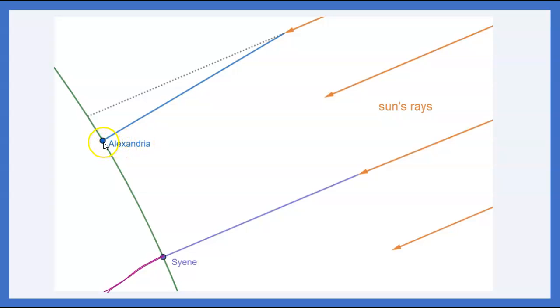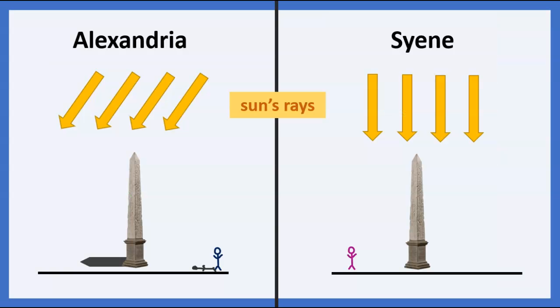In Alexandria, however, the angle is slightly different. This is, again, the angle going to the center of the Earth. And these rays now intersect objects and cast a shadow. So we'd see a shadow right here. And it looks something like this if we were to look at it from the ground. So in Syene, the rays are coming straight down. In Alexandria, they're kind of going slanted.